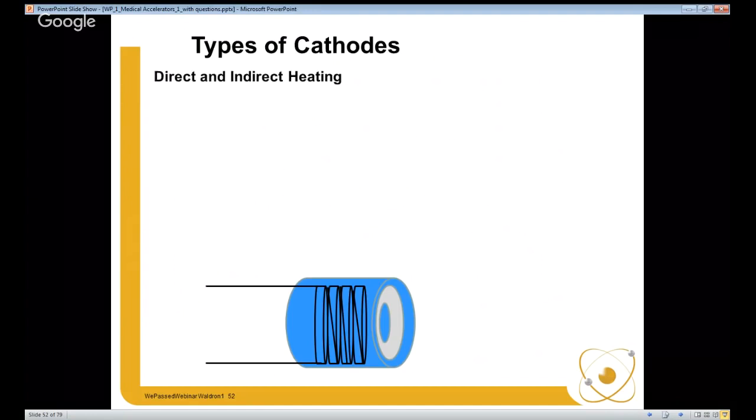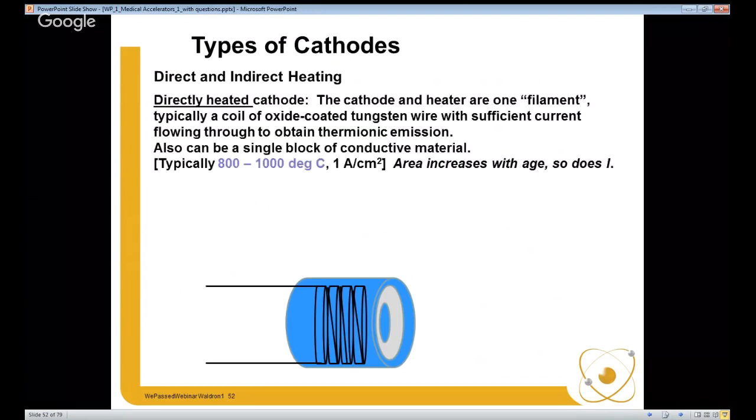There are both direct and indirect heating cathodes. Now, a directly heated cathode for us is almost always going to be an oxide cathode. So it's going to be a tungsten wire, and it's going to have enough current flowing through it to undergo thermionic emission. Thermionic emission is the result of electrons being released from the lattice of a conductor due to their energy level simply being raised high enough to escape the lattice.